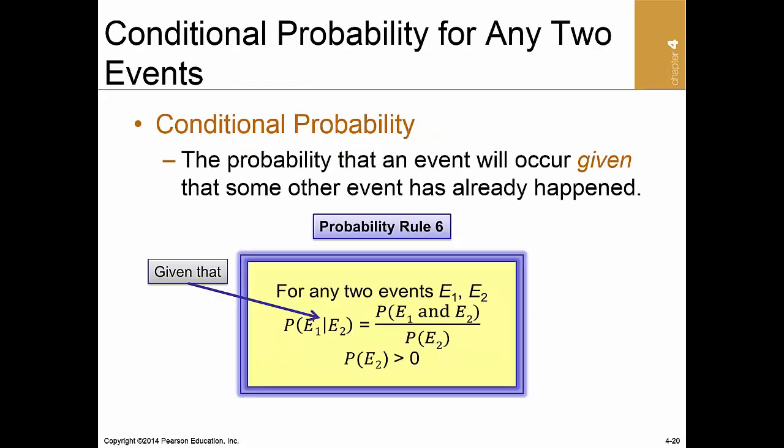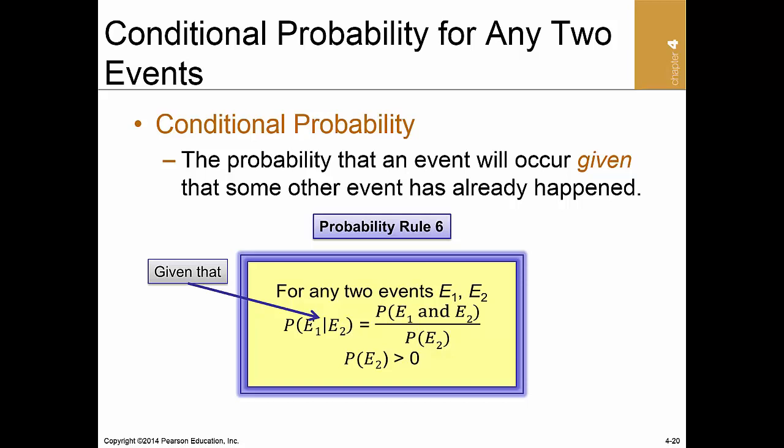In dealing with probabilities, you will often need to determine the chances of two or more events occurring either at the same time or in succession. Situations such as this refer to the probability concept known as conditional probability. This is the probability that an event will occur given that some other event has already happened. Probability rule 6 offers a general rule for conditional probability. The notation reads probability of event 1 given event 2 has occurred. Thus, the probability of one event is conditional upon the second event having occurred.